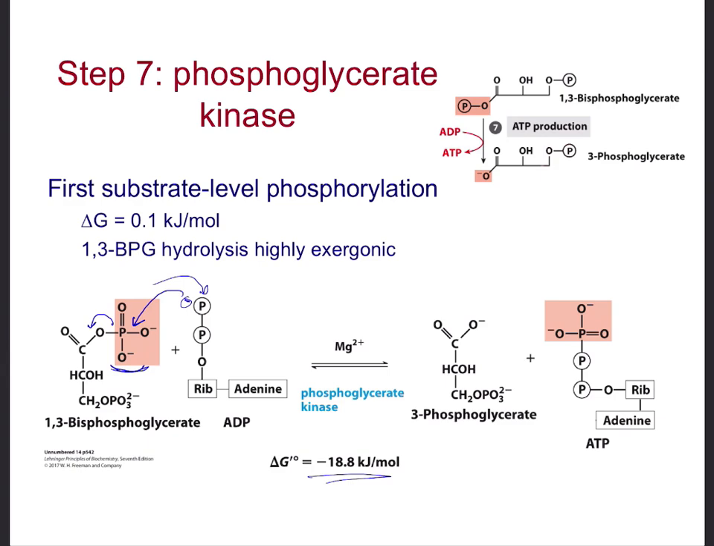Within the cell, however, it's pretty close to zero. So it's fairly important to have this step fairly close to zero, particularly in the liver, because in gluconeogenesis, we have to do the reverse of this reaction.